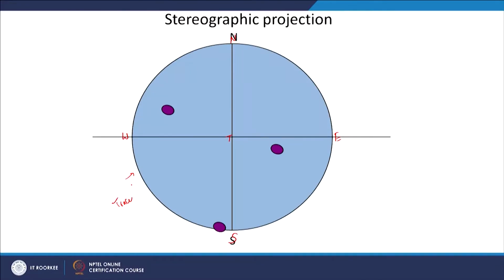The other 3 poles will be in the bottom hemisphere, which we are not projecting here, because then it will be more confusing to do the analysis, and because of symmetry it does not make any difference. So, we are only projecting the top part of the hemisphere, and these 3 are the projected poles on the equatorial plane.